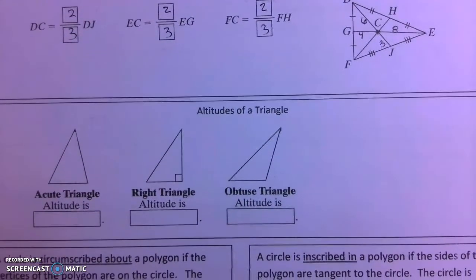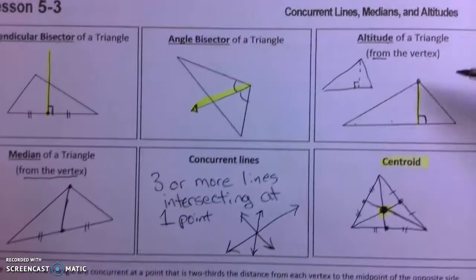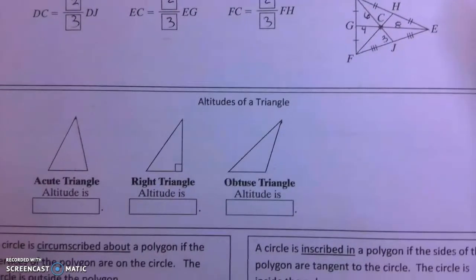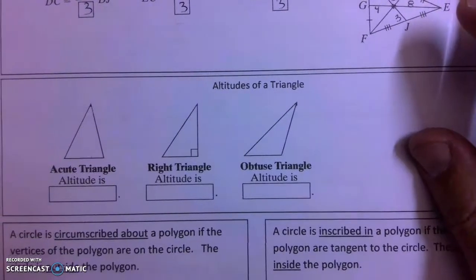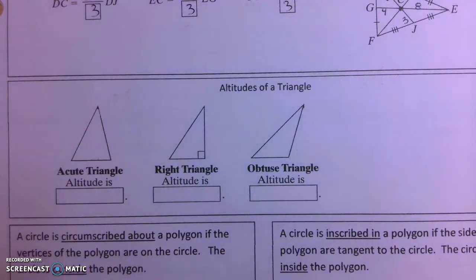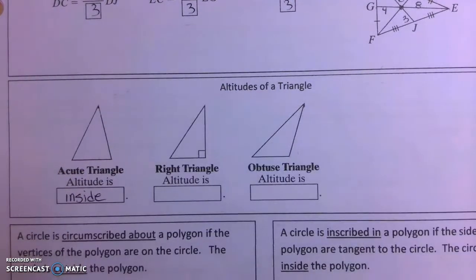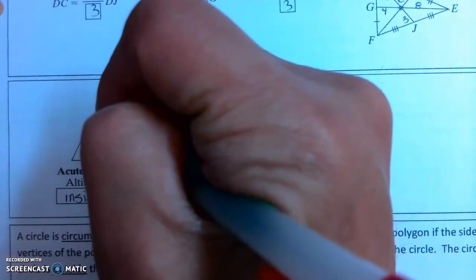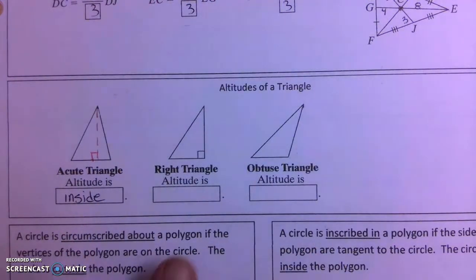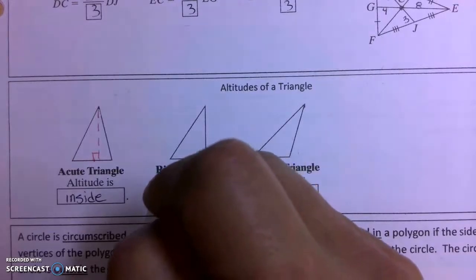Let's go with this next grouping here. The altitudes. As we mentioned, the altitude is basically the height. It goes from the vertex straight down 90 degrees. Now, depending on the triangle, these altitudes can be in different places. If you have an acute triangle where every angle is less than 90 degrees, the altitude is inside the triangle. So I'm going to draw it with this red dash, dash, dash, dash line, 90 degrees. That's the altitude. If you have a right angle, the altitude is a side length.